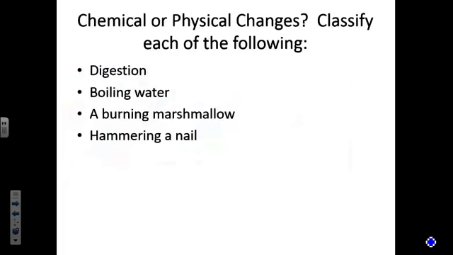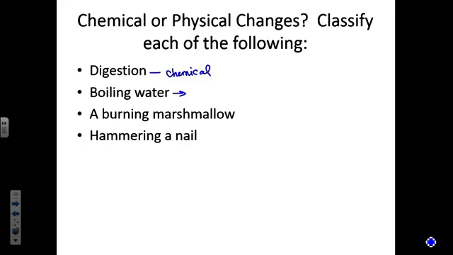Okay, are the following chemical or physical changes? Take a moment and classify each. Okay, digestion is a chemical change. We don't eat our poop, pretty much. So this is chemical.